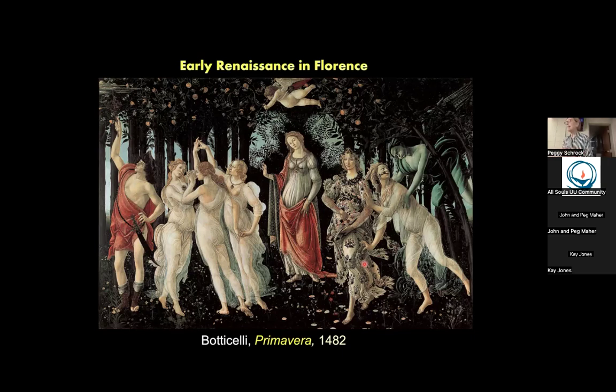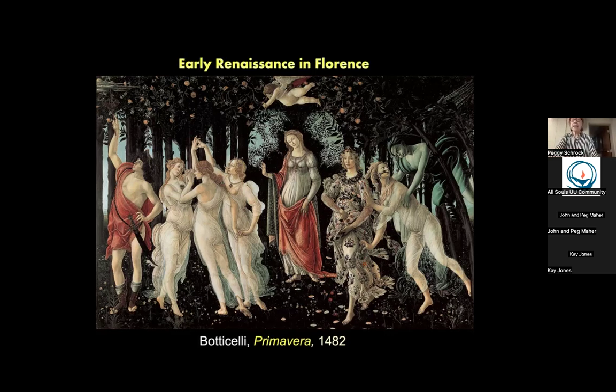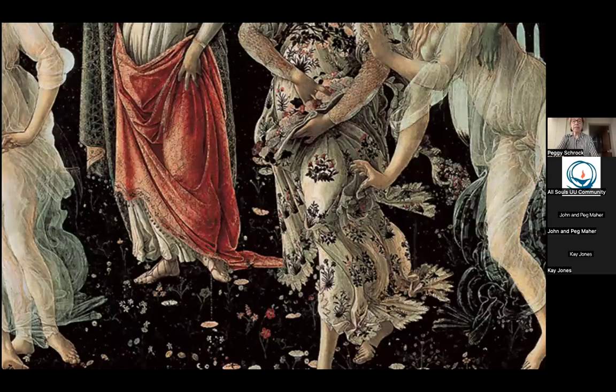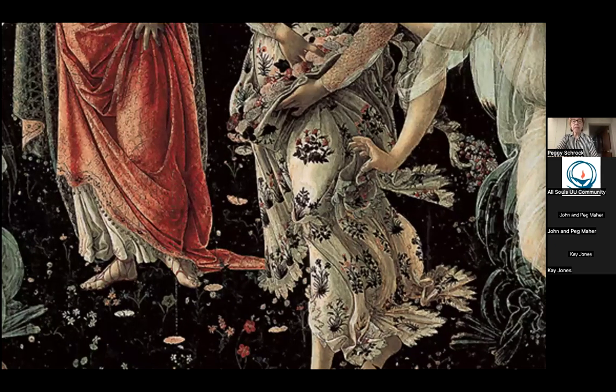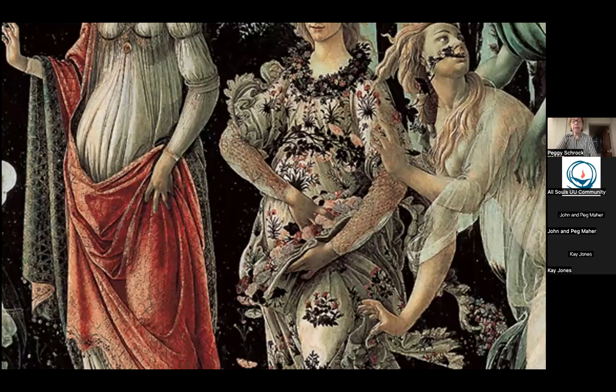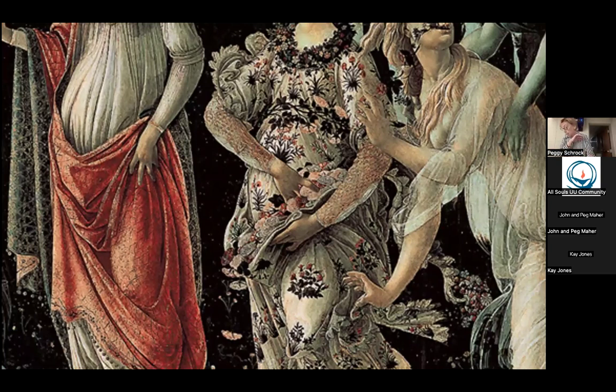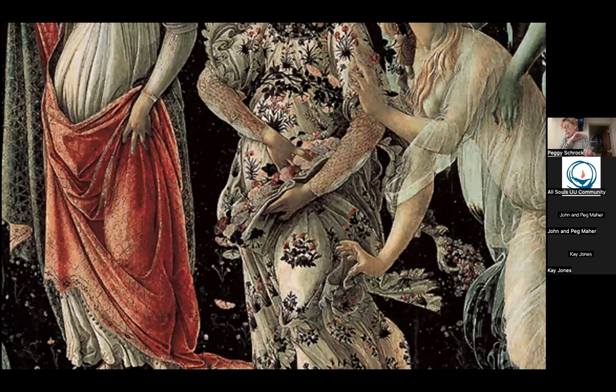Now, Botticelli's style is actually somewhat similar to Fra Angelico. Yeah, Regina? Well, it's an appropriate moment. Would you zoom in on Flora's dress? Yes, thank you, because I keep forgetting I can do this. There are 190 distinct flowers, and 138 of them have been identified.